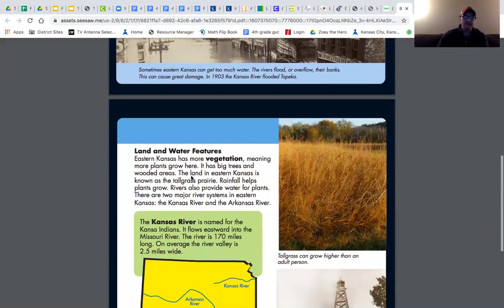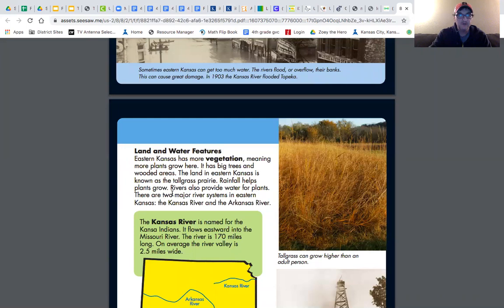So let's look at what the physical features are like in eastern Kansas. Eastern Kansas has more vegetation, meaning more plants grow here. Vegetation, that means plants, trees, bushes, grass, things like that. So there's more vegetation in eastern Kansas. It has big trees and wooded areas. The land in eastern Kansas is known as the tall grass prairie. See this tall grass here?